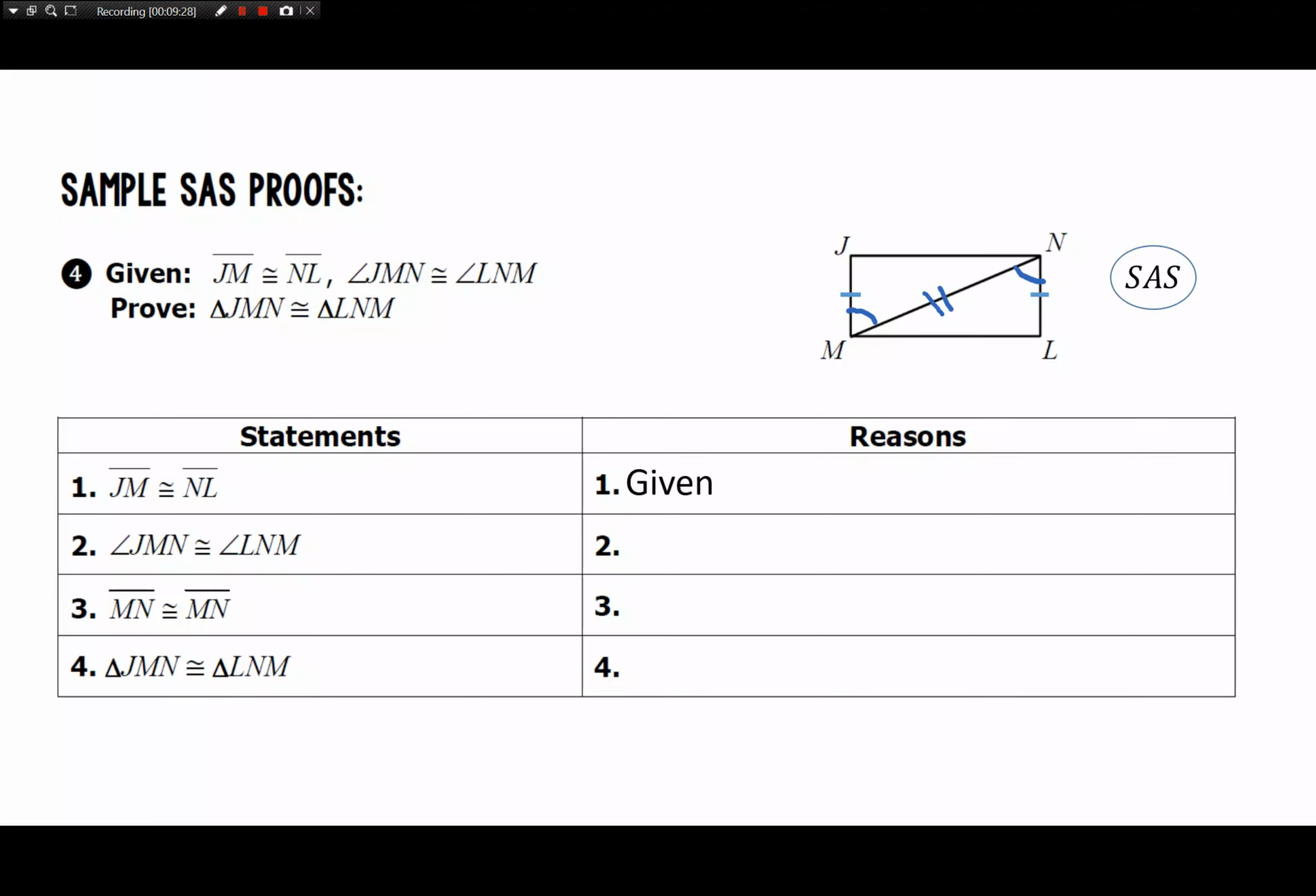So my first statement says segment JM is congruent to segment NL. Again, that was given to us, so that is our reason. The second statement says angle JMN is congruent to angle LNM. Again, that was given to us. The third statement is segment MN is congruent to segment MN. Now, whenever we did that, it was because it was the same line, so we use reflexive property. Statement 1 satisfies the side, Statement 2 satisfies an angle, and Statement 3 satisfies the side. So we have all three parts of our SAS to say now the triangles are congruent by side, angle, side.